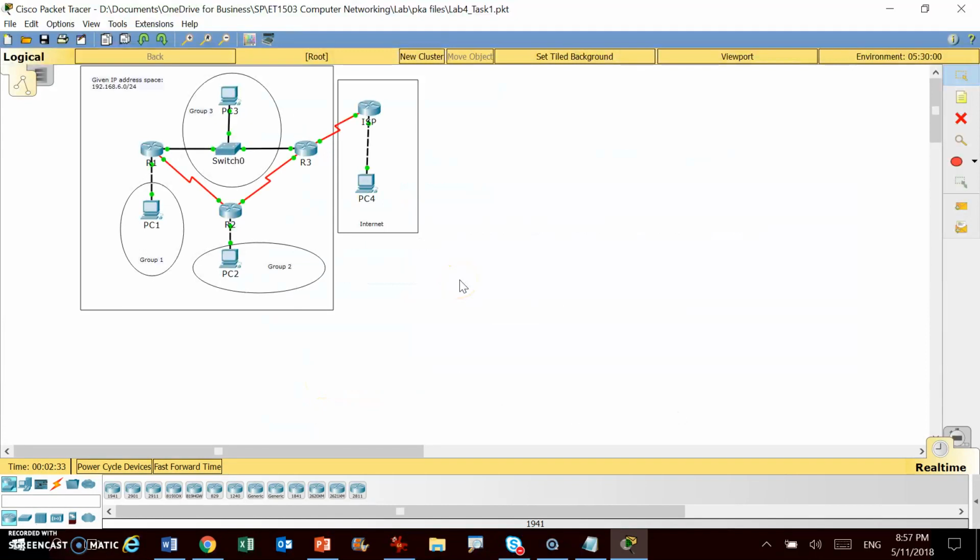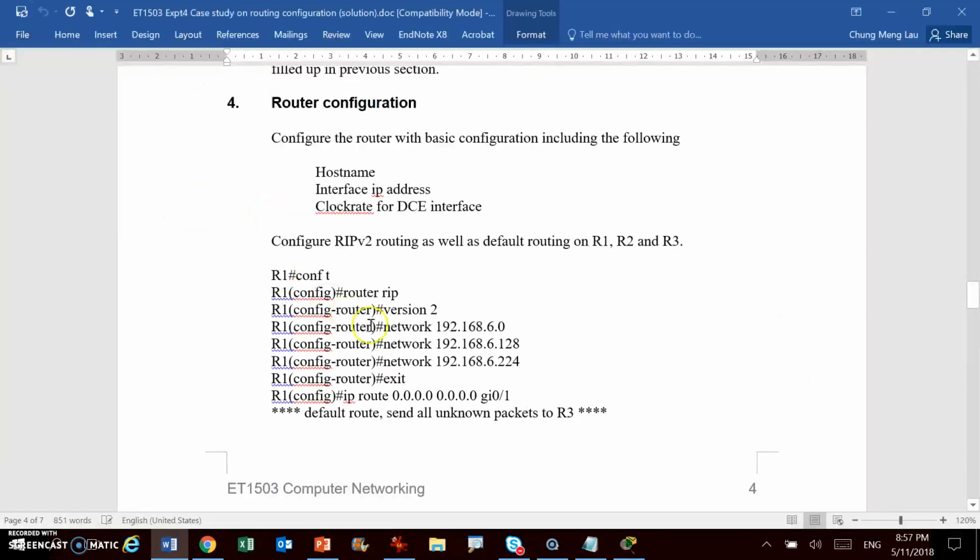Okay, I hope you have finished configuring. For me, I have already configured them. I have connected the routers and the PCs and configured the IP addresses, so the devices are all ready. So now we need to enable routing on the routers. Let's go back to the lab sheet.